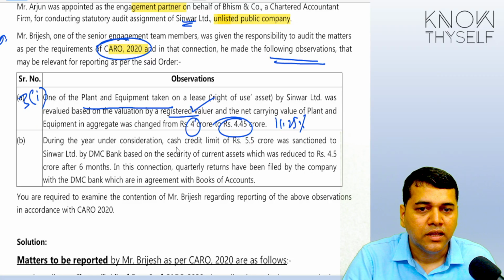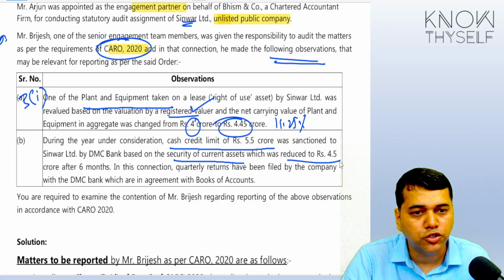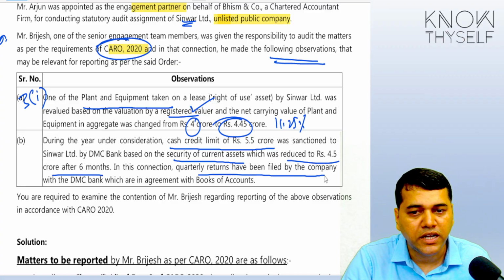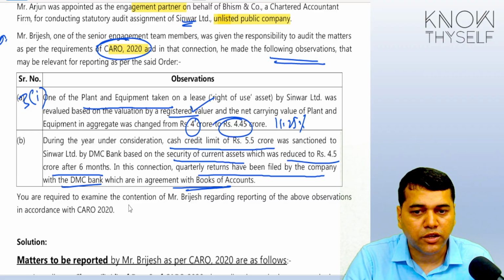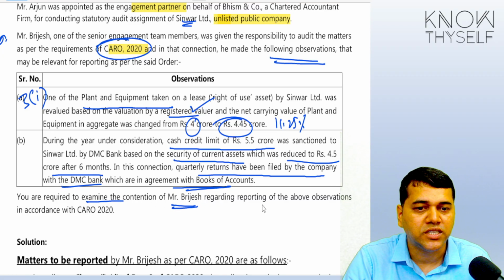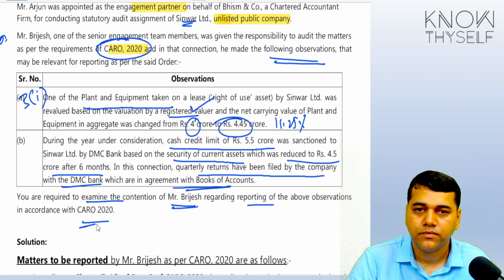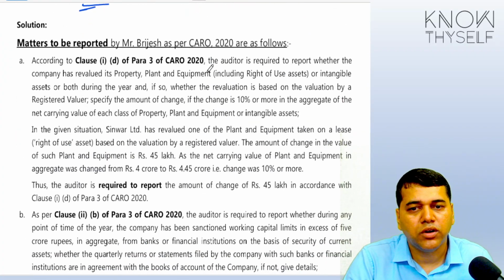During the year, cash credit limit of 5.5 crore was sanctioned based on the security of the current assets, which was reduced to 4.5 crore after 6 months. Quarterly returns have been filed by the company with the DMC bank, which are in agreement with the books of account. This is another clause we have yet to discuss. You are required to examine the content of Brijesh regarding reporting of the above observations as per CARO. Okay, so what is that you need to report?